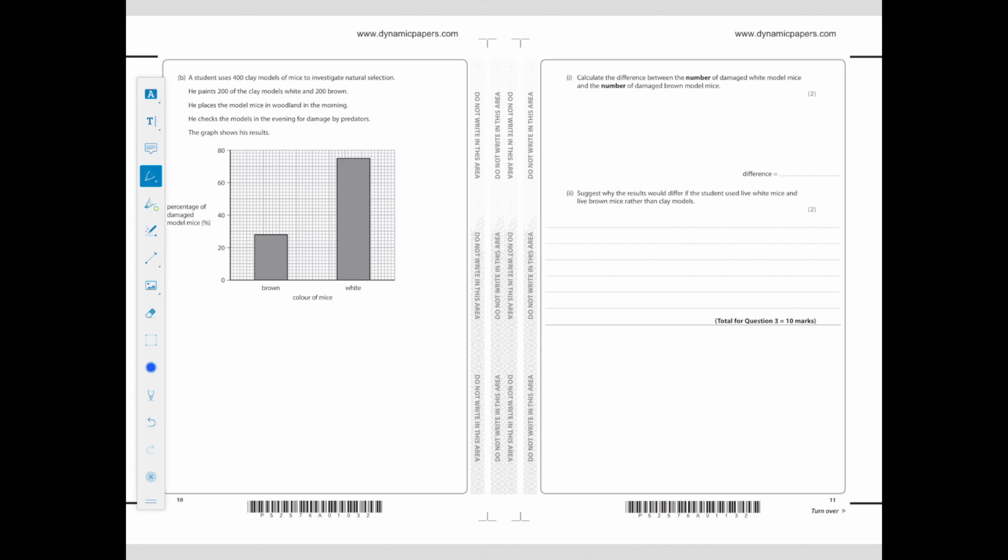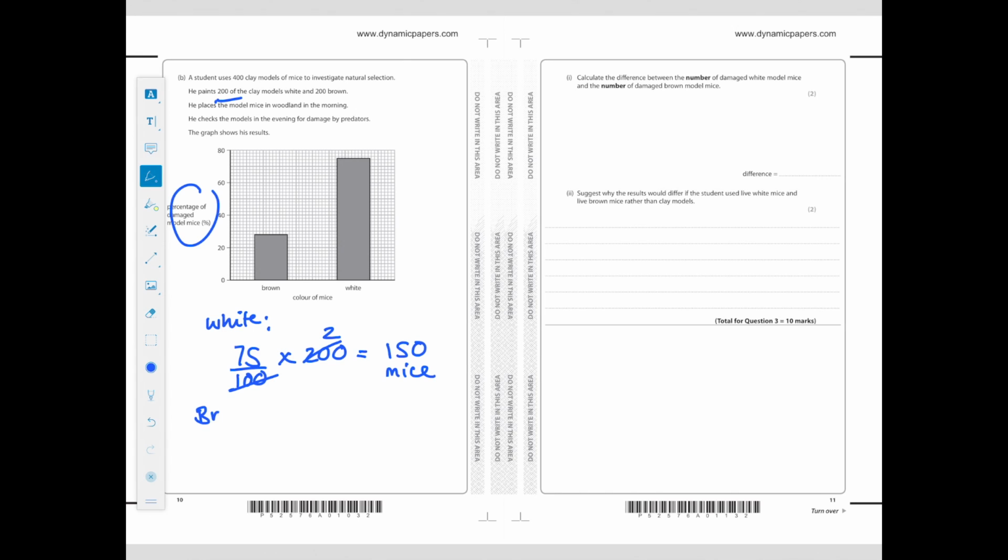And the crucial thing here is number, whereas the actual graph's been given as a percentage. So we need to work out how many of those white mice were actually damaged. If you read along the graph, you can see that 75% of the white mice were damaged. But how many were there in total? Well, there was 200. So we need 75% of 200, which is simple maths, and gives us a number of 150 mice.